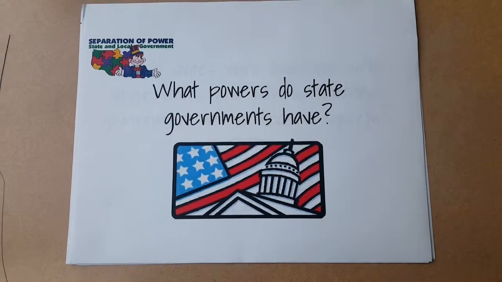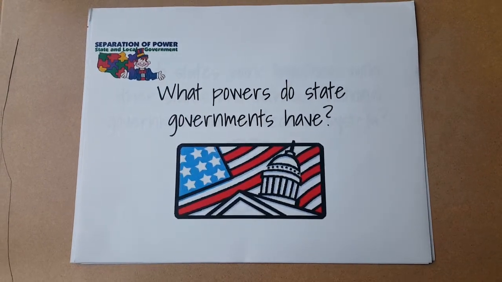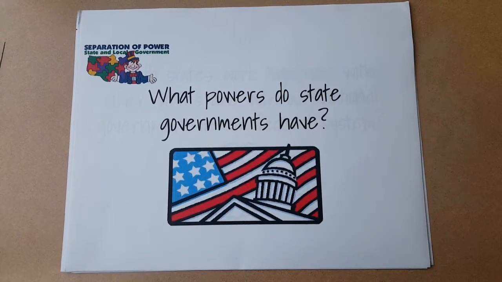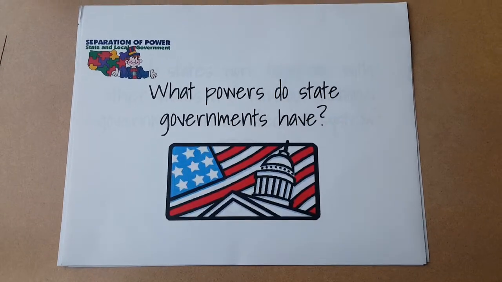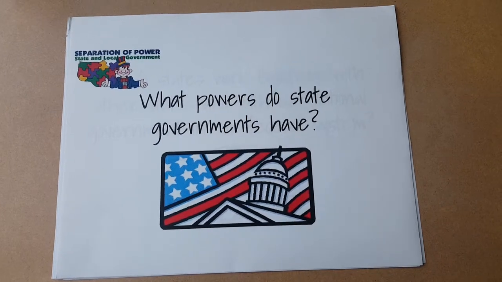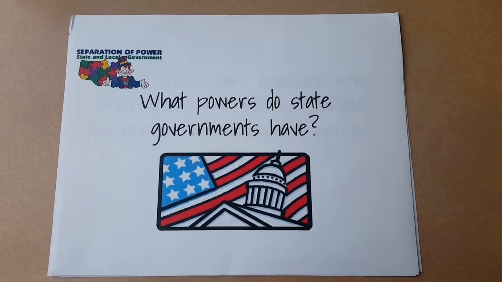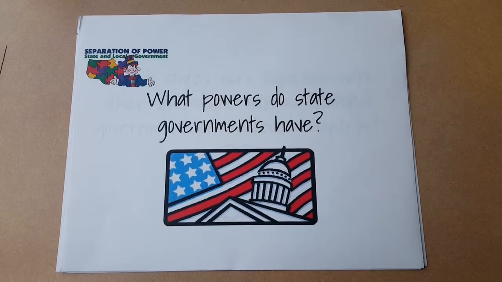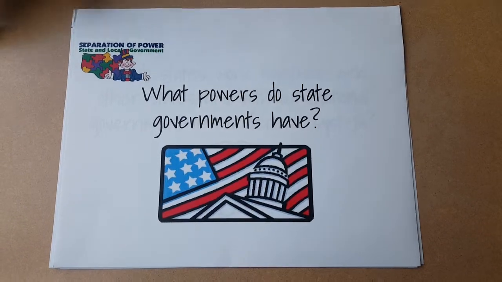State governments have powers. Under the 10th Amendment to the U.S. Constitution, all powers not granted to the federal government are reserved for states and the people. All state governments are modeled after the federal government and consist of three branches, which are executive, legislative, and judicial.